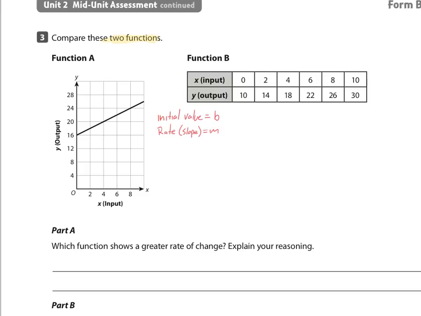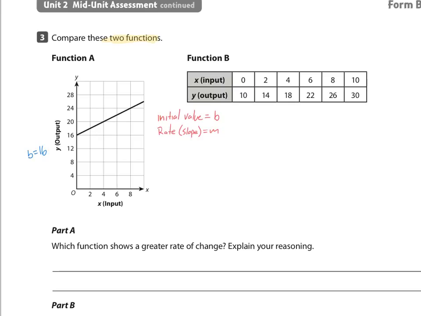To find the initial value, let's start with function a. To find the initial value, you're going to look for your y axis, which is going to be the vertical line right here, and it tells you right here that this is your y, and you're going to go to this point. This is where it's actually touching the graph. That's going to be our point 16. So that's going to be your initial value for function a. So b is going to be equal to 16.